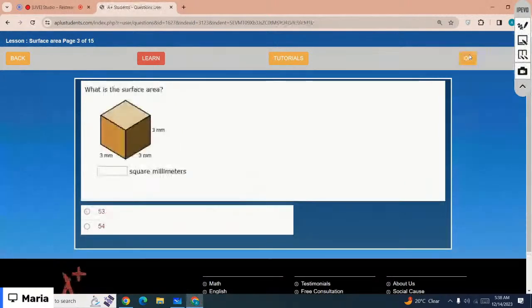Okay, what is the surface area? That is a cube. For the cube, just calculate the area of one face and multiply it by 6. That is 9, and 9 times 6 is 54. So the correct option is 54.